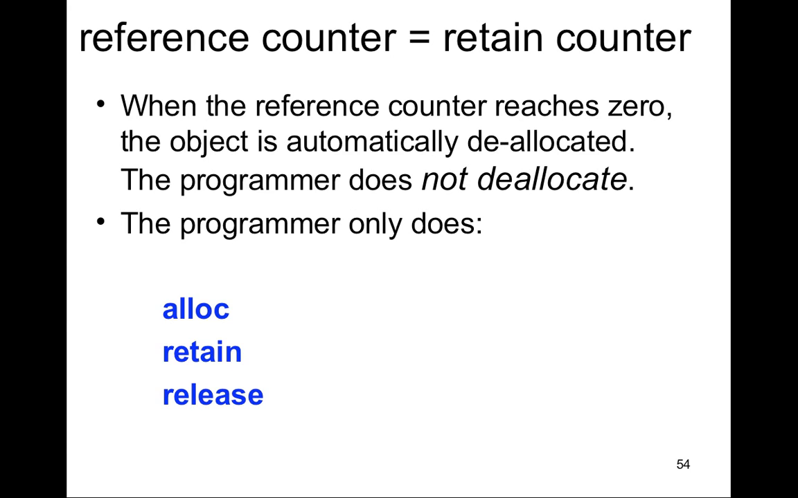Which is how garbage collection works, actually. But there's no automatic garbage collection. We're doing our own. We're manually retaining and we're manually releasing. So reference counter equals retain counter. So when the reference counter reaches 0, the object is automatically deallocated.